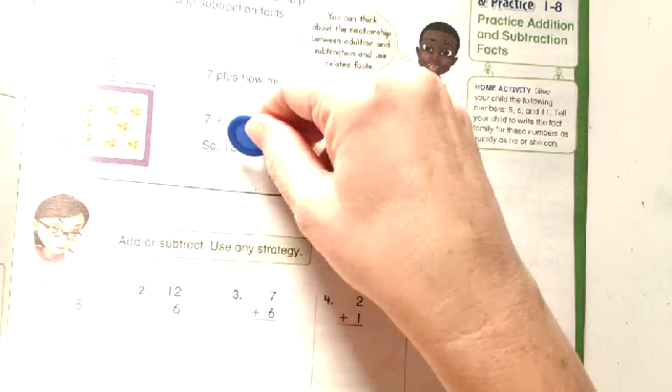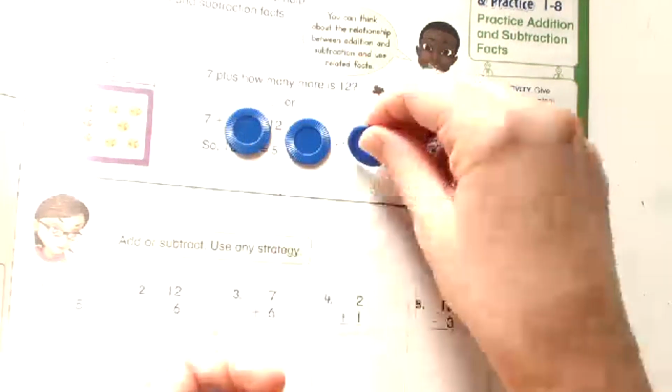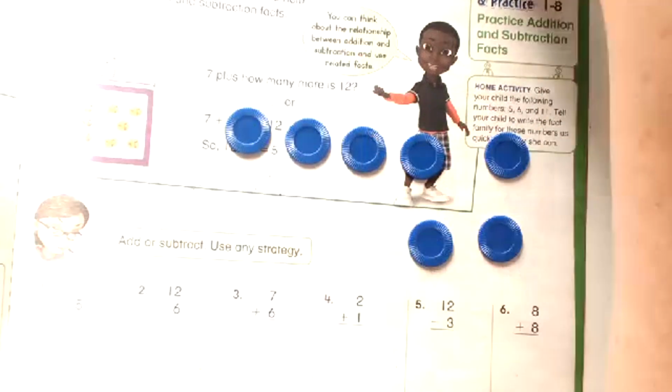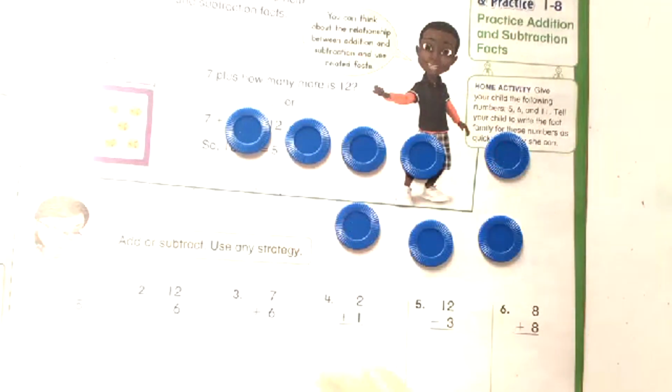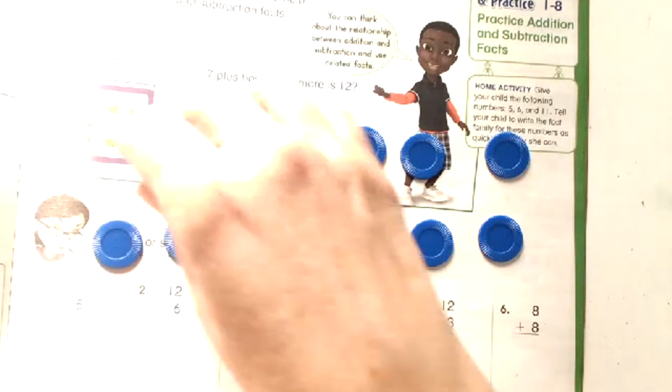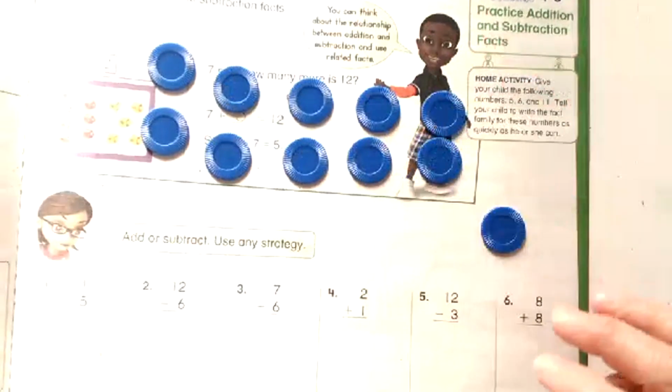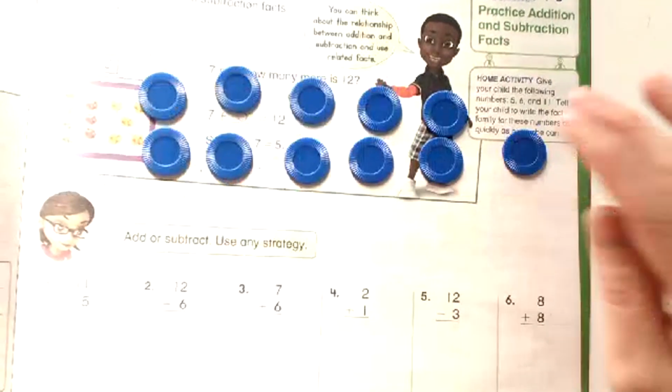Now I'm going to do number 1. And I want to use counters because I really like using counters. So use any strategy. I'm going to use my counters here. So I have 11 minus 5. So I'm going to count out 11. 1, 2, 3, 4, 5, 6, 7, 8, 9, 10, 11. So I'm going to give them buddies. 2, 4, 6, 8, 10, 11. This guy doesn't have a buddy.